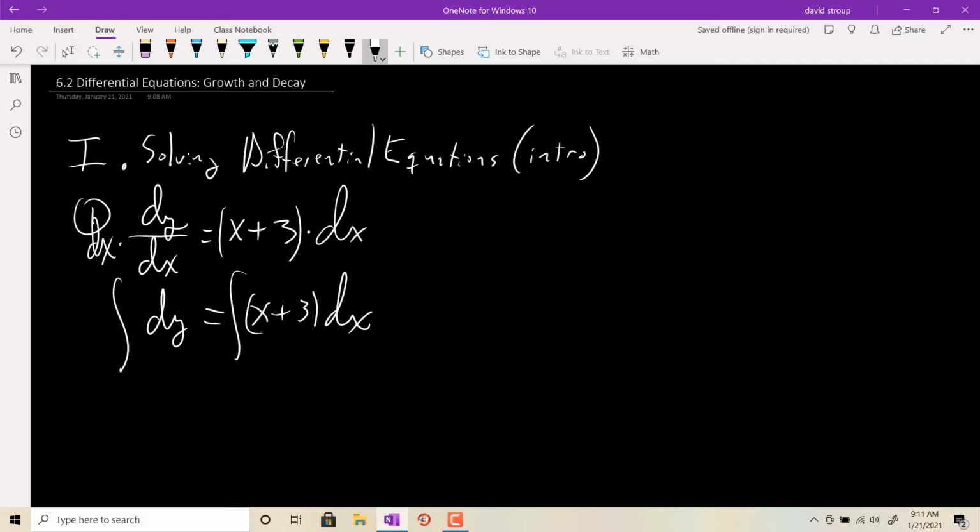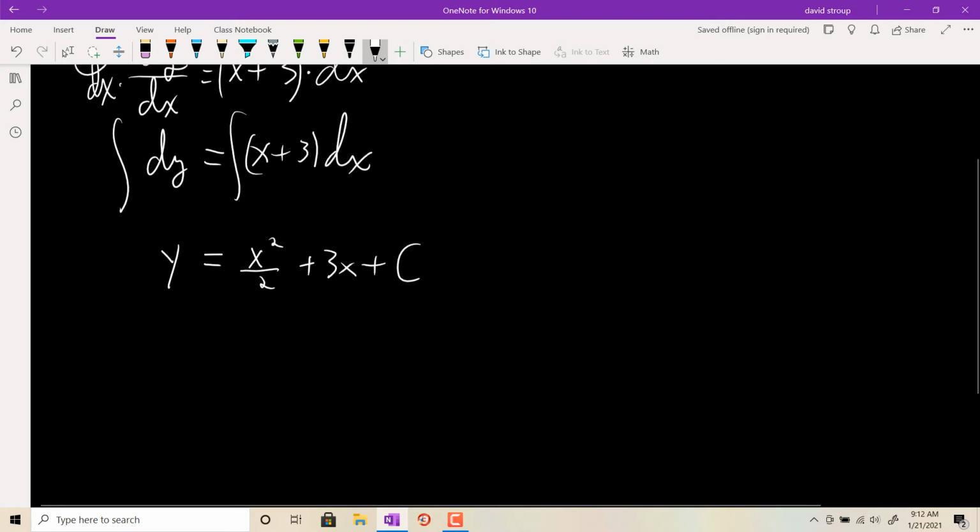So on the left, you have the integral of 1 dy, which will end up being y. And then on the right, you have the integral of x plus 3 dx, which will be x squared over 2 plus 3x plus some integration constant. Okay, and that's it. Let's look at one more.